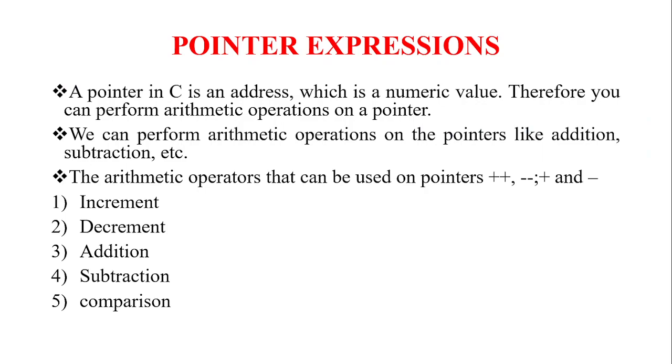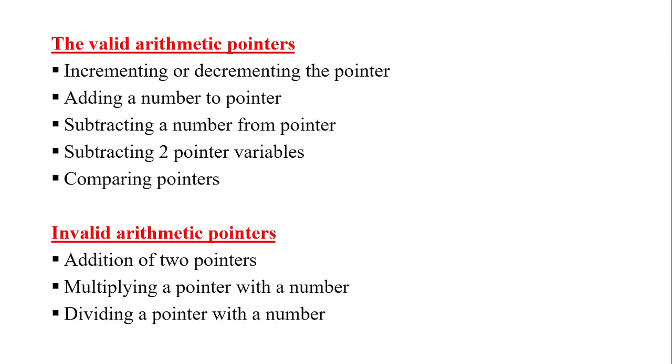Then pointer expressions. Similar to the arithmetic operations in normal C language, even in pointers we can do increment, decrement, addition, subtraction and comparison. The valid arithmetic of pointers: incrementing or decrementing the pointer, adding a number to a pointer, subtracting a number from a pointer, subtracting two pointer variables, then comparing pointers. The invalid arithmetic on pointers are addition of two pointers, multiplying a pointer with a number, dividing a pointer with a number. So these are all invalid. It's a very important concept.